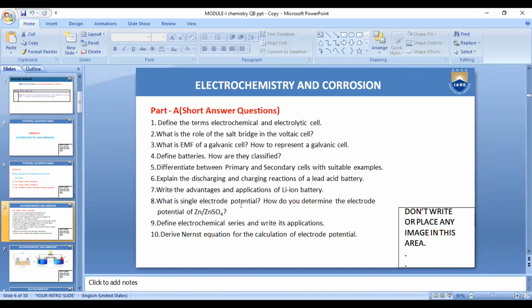It depends on the nature of the electrode only. Tell me, what is electrode potential? What reaction takes place, oxidation or reduction? Very good, ma'am. So an oxidation or reduction reaction takes place, depending on the nature of the electrode. Now tell me the definition of electrode potential.